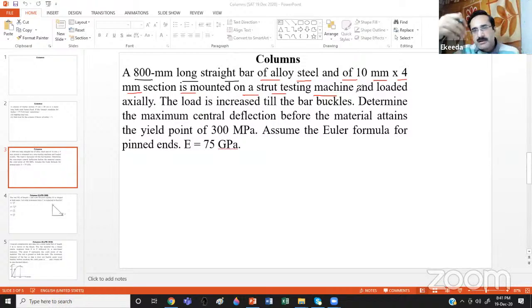There is a strut testing machine. They are testing the strength, where it fails, and the load is gradually increased till the bar buckles. Determine the maximum central deflection before the material attains the yield point of 300 megapascal. This is the stress developed in the material, and we have to find out the deflection, right?